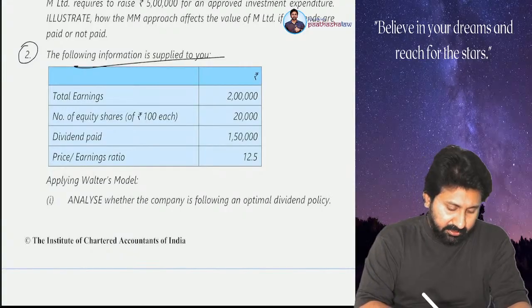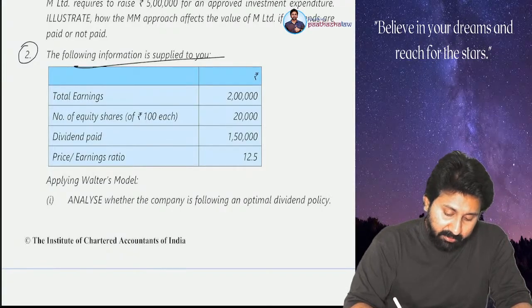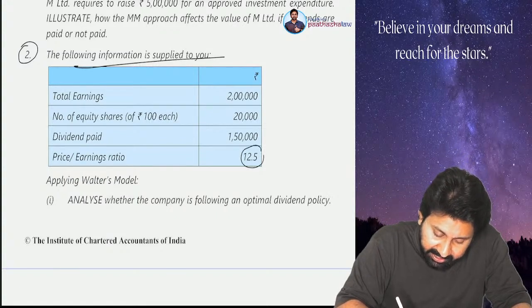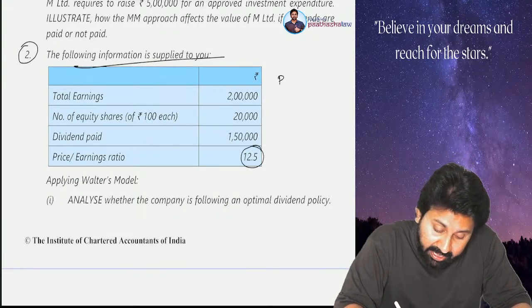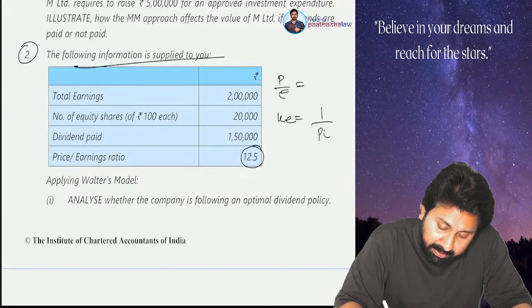Total earning is 2 lakh. Next, number of equity shares 20,000. Dividend paid 1 lakh 50. Price earnings ratio 12.5. Sir, why is the price earnings ratio given? Remember, whenever P by E ratio is given, KE can be calculated as 1 by PE ratio.